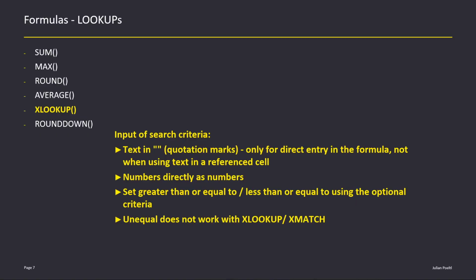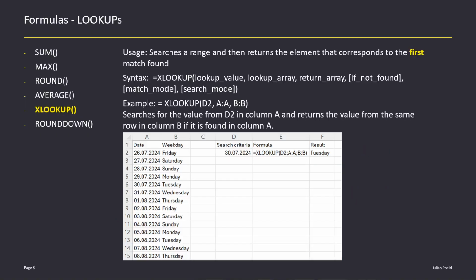And for VLOOKUP, this is only for completion. For the search criterion, not as important for you. And here, what is XLOOKUP doing? It is searching in a range and then is returning the element for the first match found in another similar sized range. So in this case, we're searching for this date here in this column and then returning, where's the first match? Here it is, returning from the same row the next match, which is here Tuesday. And here, this is basically it.